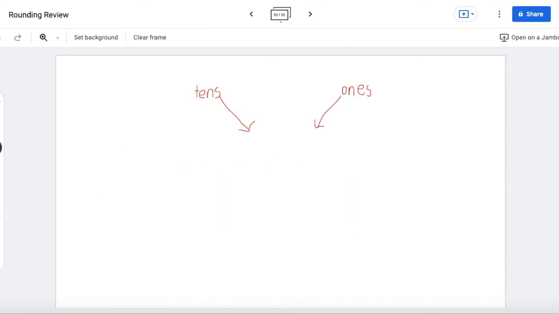Let's try another one. So here we have the number 78. We have 70 in the tens place value, and we have 8 in the ones place value. And we're trying to figure out if we are going to be rounding this down to 70 or up to 80. And for this, we'll look at the next smallest place value just as we did with the last number. So 8, of course, is much higher than 5. It's much higher than halfway. It's almost 10. So we're going to round this up, and this 78 will become 80.